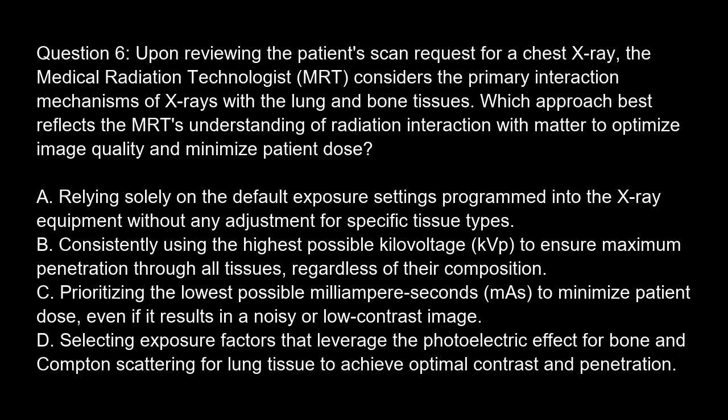Option A. Relying solely on the default exposure settings programmed into the X-ray equipment without any adjustment for specific tissue types. Option B. Consistently using the highest possible kilovoltage, kVp, to ensure maximum penetration through all tissues, regardless of their composition. Option C. Prioritizing the lowest possible milliampere seconds, mAs, to minimize patient dose, even if it results in a noisy or low-contrast image. Option D. Selecting exposure factors that leverage the photoelectric effect for bone and Compton scattering for lung tissue to achieve optimal contrast and penetration.